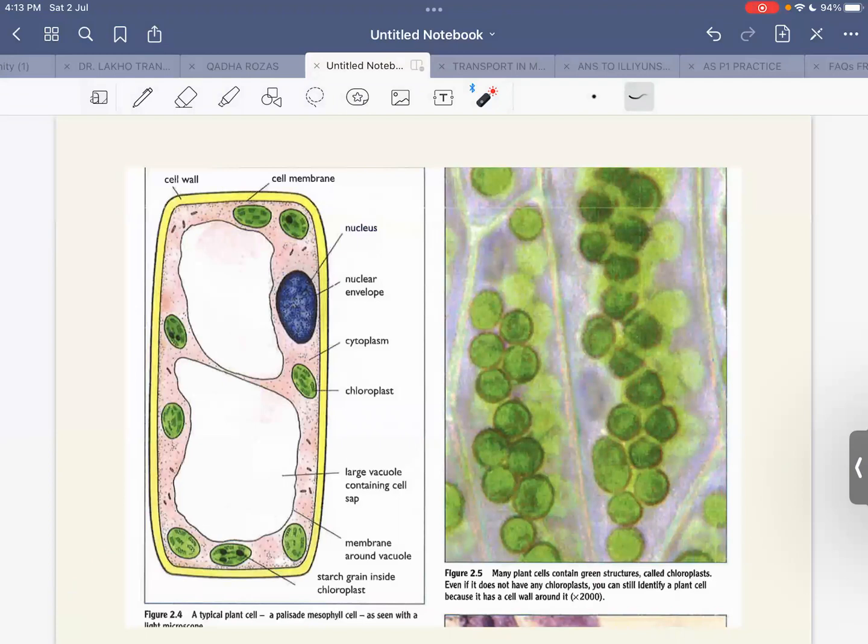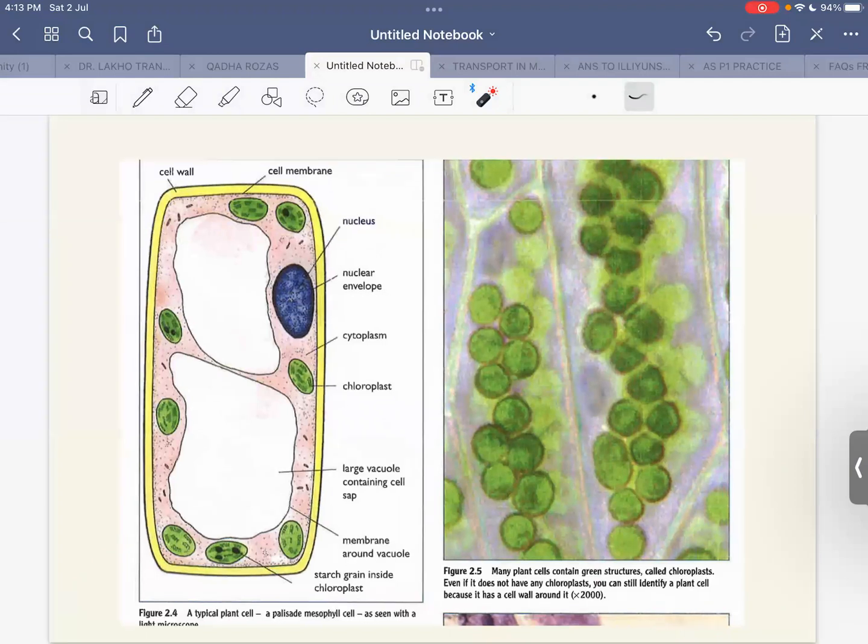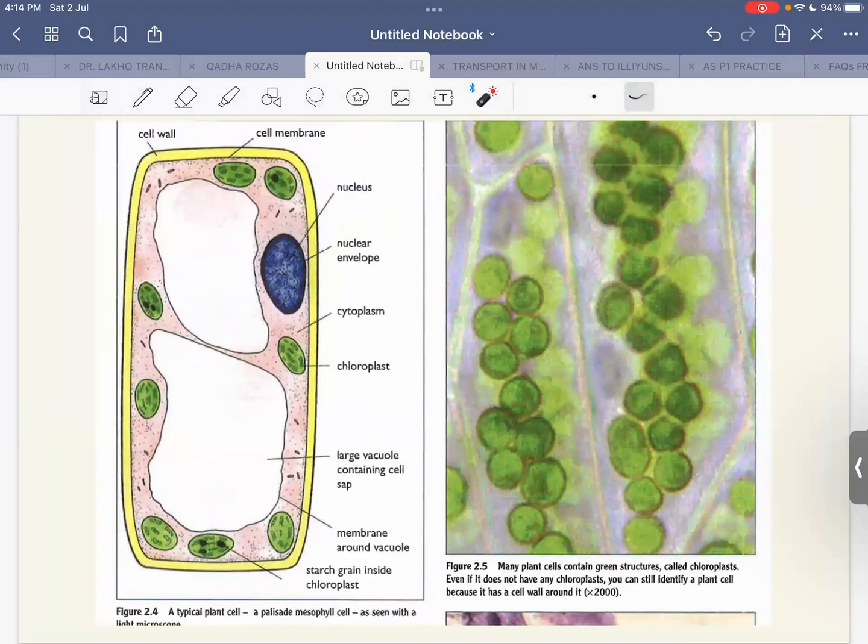Right in front of you, you can see two diagrams. One on the right-hand side is a light micrograph. I'll just zoom into it. It has been taken from plant cells, which can show you some green structures. These green structures which are visible are known as chloroplasts. This is a picture of a plant cell that has been magnified around 2000 times.